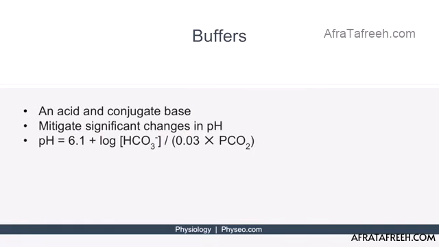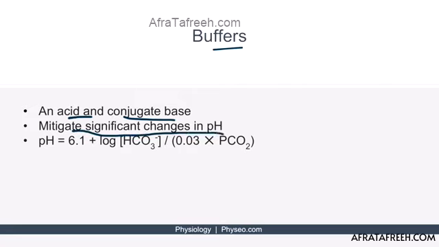It shouldn't be too hard to understand that significant alterations in acid concentrations, or pH, can be detrimental to normal human physiology. So one way of mitigating these pH changes is through buffer systems. A buffer is simply an acid and its conjugate base, and it works by preventing significant changes in pH upon the addition or removal of acid. So it helps mitigate significant changes in pH.